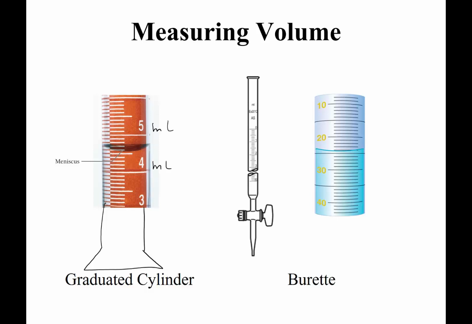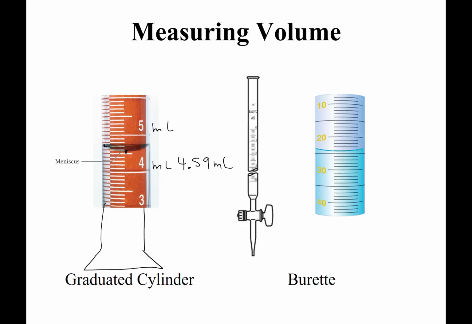The first thing is you need to read this. It's anywhere from here to here, right? But you read this at the bottom of the meniscus here. In the very center, this is where you want to read it. And so it is 4.5, and it's almost on that 4.6. But in my opinion, it's 4.59 milliliters. That's the way I read it.